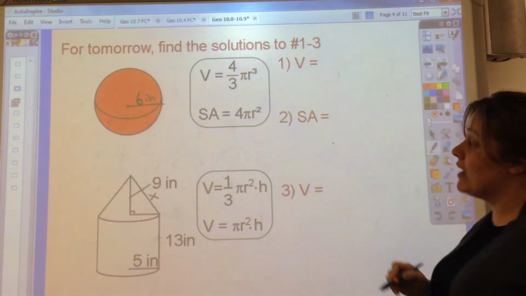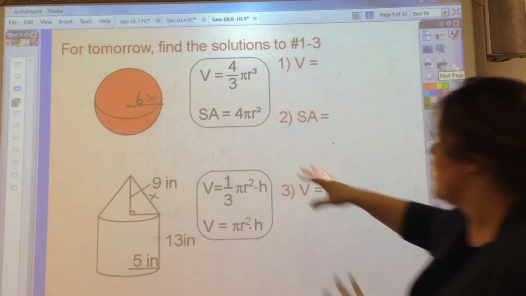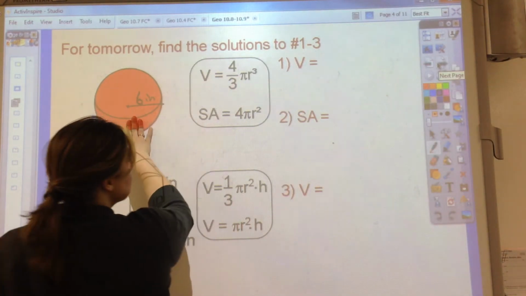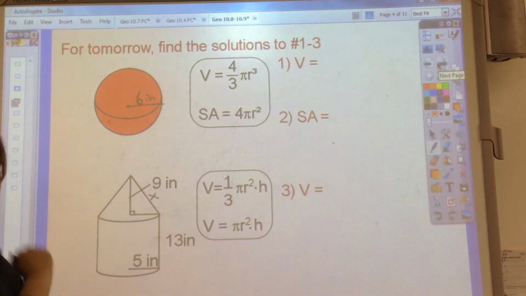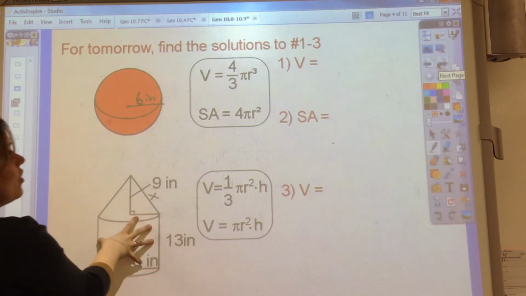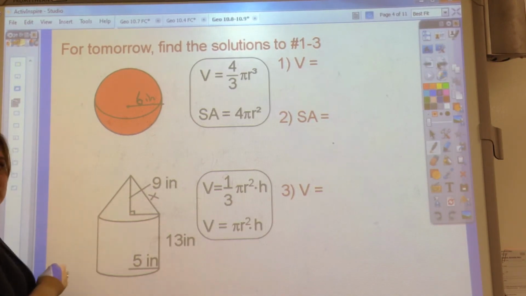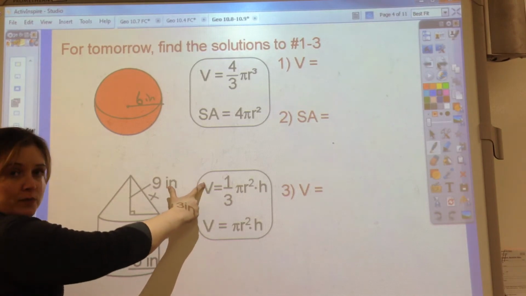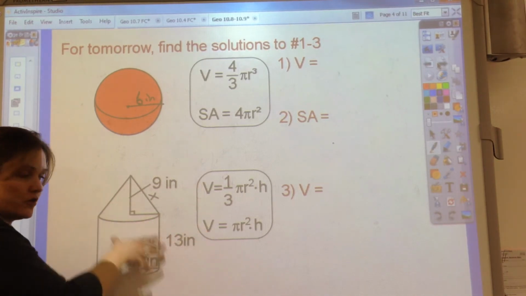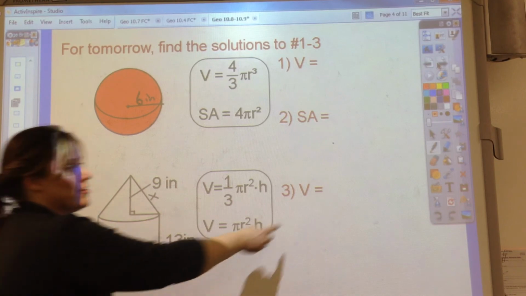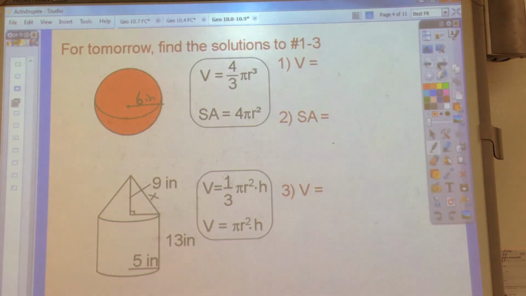For tomorrow, I'd like you to try to find the volume of this sphere, the surface area of this sphere, and the volume of this cone on top of a cylinder. Here's your volume formula for a cone. Volume for a cylinder. You're going to add those together to find the volume of the whole shape.